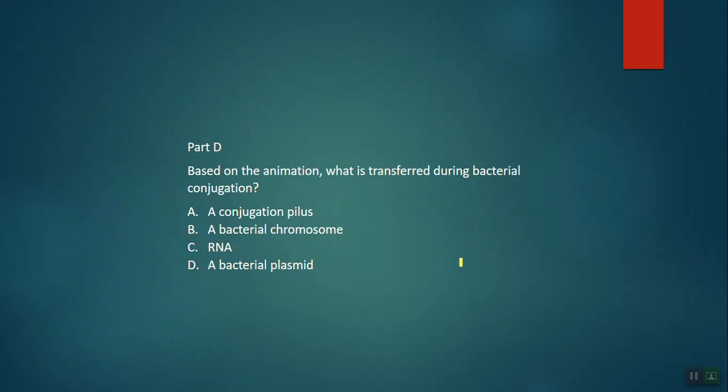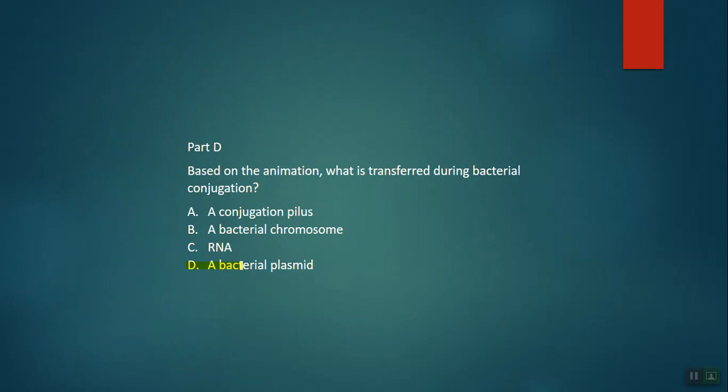Part D, based on the animation, what is transferred during bacterial conjugation? Well, what's actually going to be transferred is that circular plasmid. So it is a plasmid that is transferred. All right, we have another animation here. So let's pause this and check out the animation.